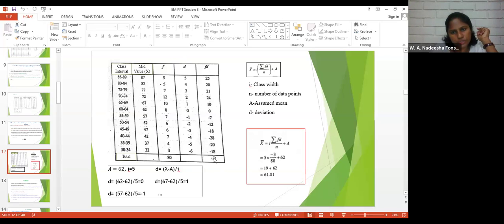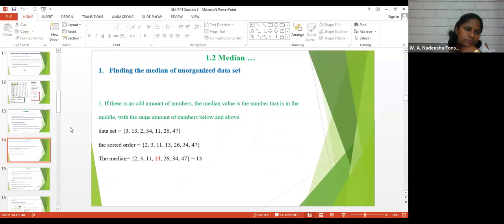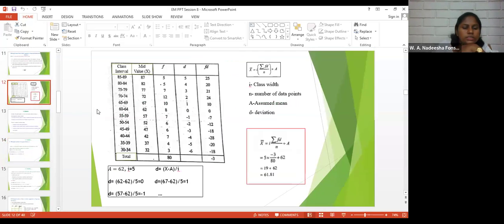Then sigma FD. You can substitute these values into this equation: x bar equals h sigma FD divided by n, plus A. This is minus 0.19. So 62 minus 0.19 becomes 61.81. That is the way of finding mean values.